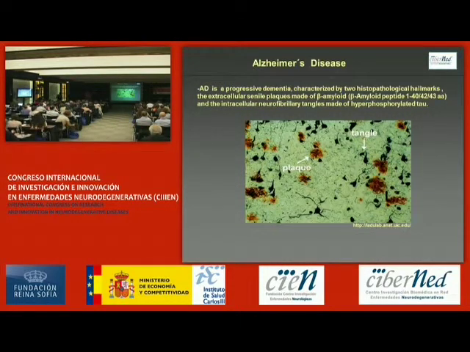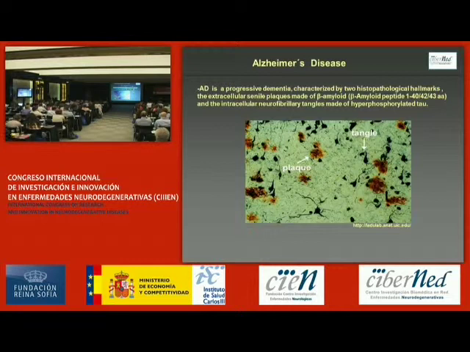Doesn't matter really. Alzheimer's is characterized by two different histopathological markers. One is the accumulation of the beta-amyloid peptide in the senile plaques, and the second one is the intracellular accumulation of the neurofibrillary tangles, which are basically made of tau, phosphorylated tau.